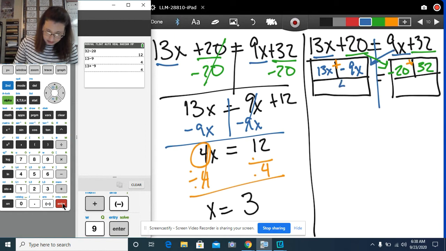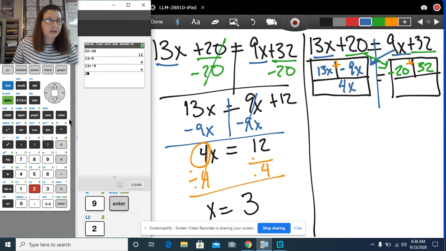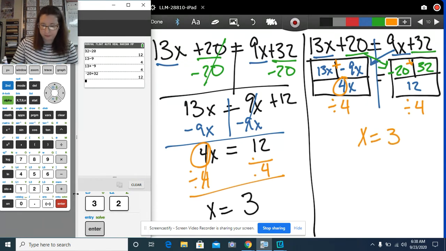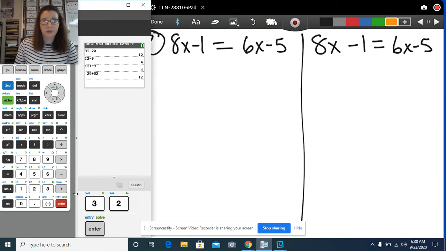That means on this left side, I have 4x. On the right side, I add a negative 20 plus a 32, and I'm left with a number 12. Now, just like before, I need a single x, so I'm going to divide both of these sides by my coefficient, and I'm left with x is equal to 3. Let's try the next question.